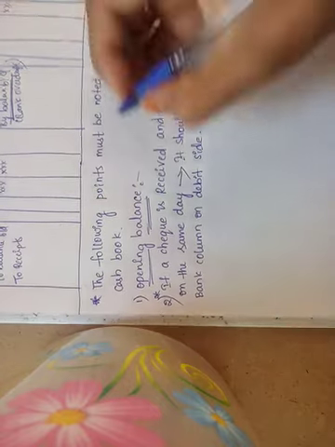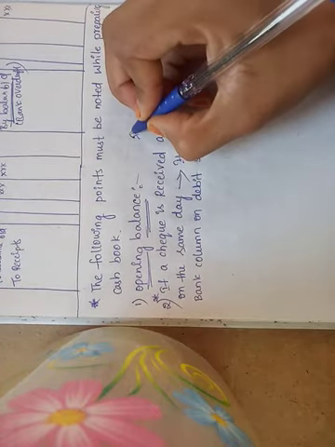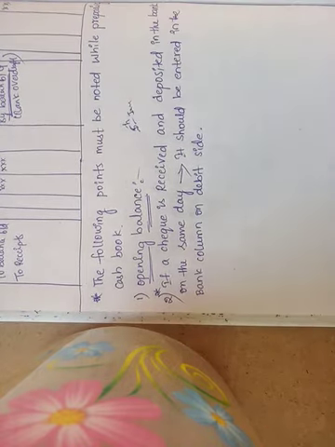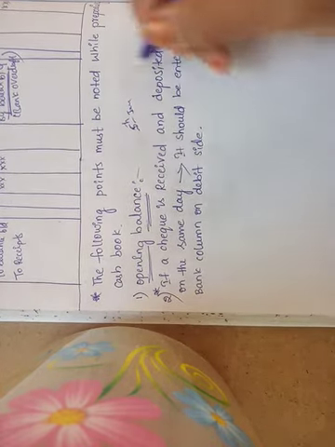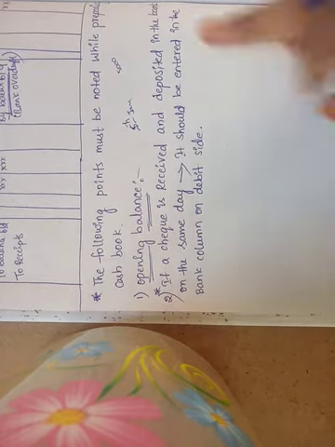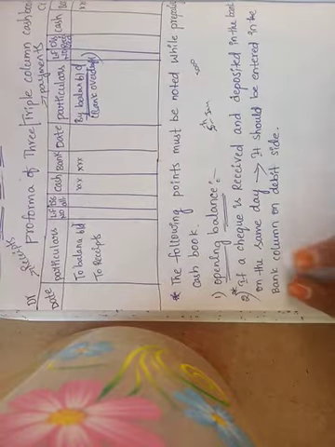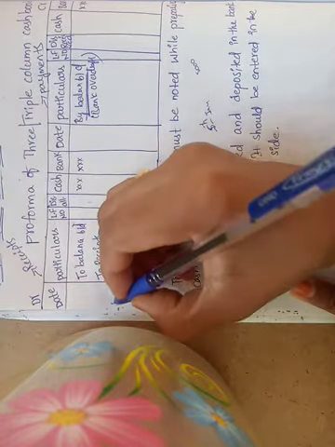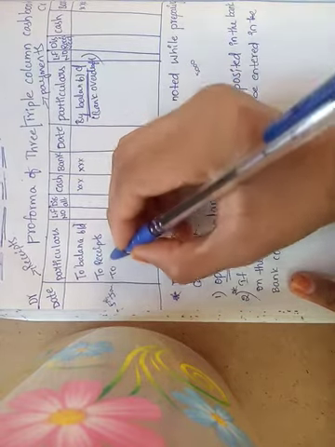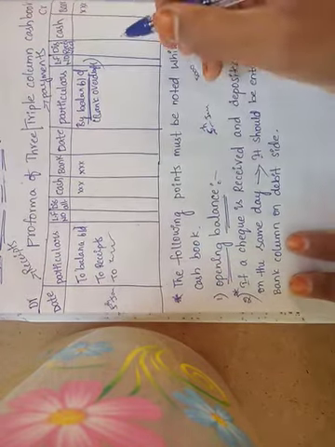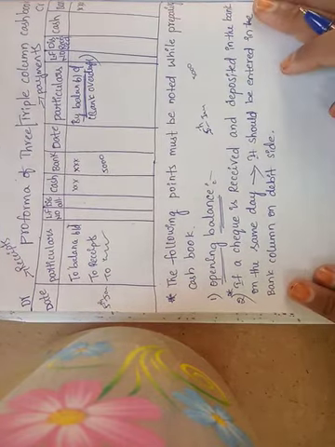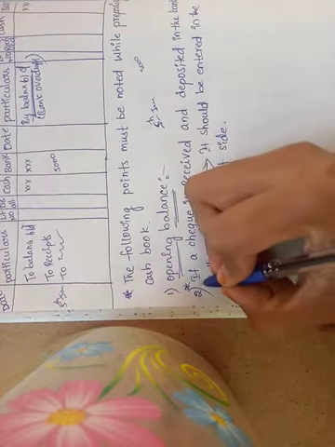Suppose on 5th January a check is received and deposited in the bank on the same day, rupees 5000. Then where should it appear? It should be entered in the bank column on the debit side. On 5th January, write the customer name, whatever it is, and enter it in the bank column on the debit side. This is one of the important points.